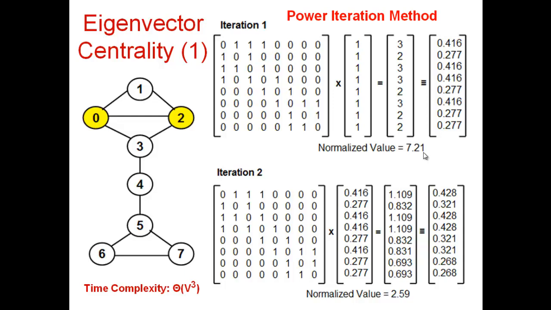Then divide each entry here by the normalizing value 7.21. So 3 divided by 7.21 is 0.416, 2 divided by 7.21 is 0.277, and so on. That's the end of the first iteration. We'll repeat this process for subsequent iterations. The only difference is that instead of the unit vector of all ones, you will use the final normalized column vector.